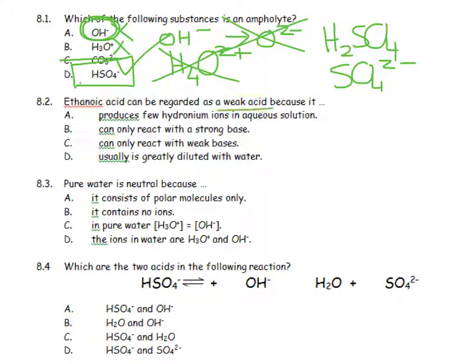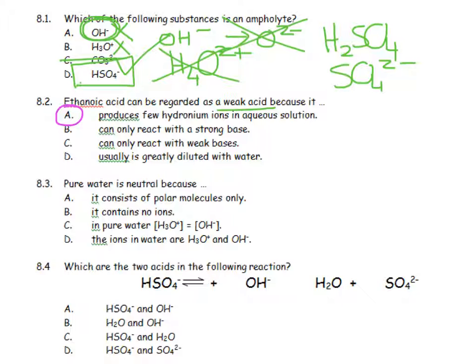Ethanoic acid is a weak acid. Why? Weak acids form few ions in solution. So let's see. Produces few hydronium ions in an aqueous solution. That sounds like a good idea. Can react with a strong base, can react with a weak base. That's rubbish. Anything can react with anything. Usually is greatly diluted with water. Dilution is not the same as strength, and therefore weak and strong and diluted are not the same thing either.